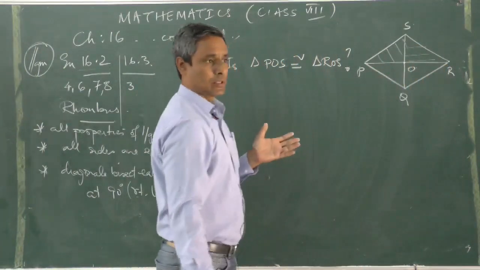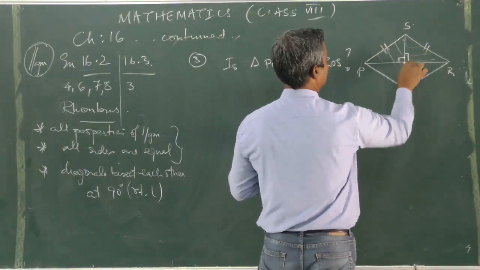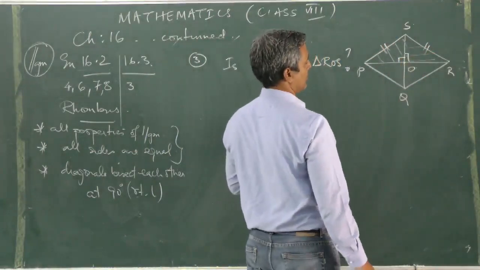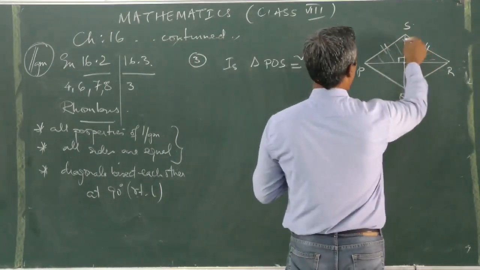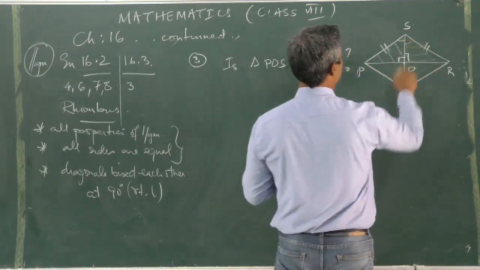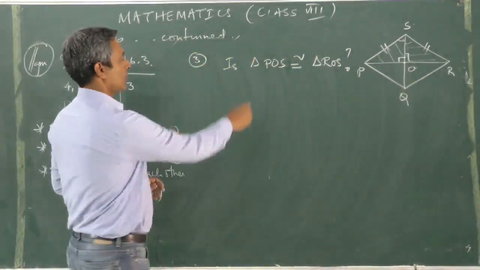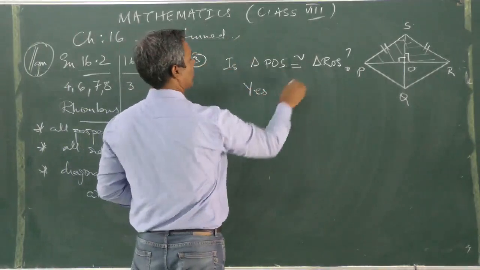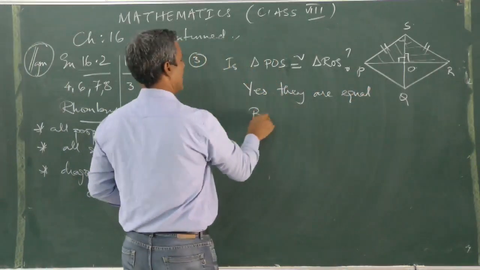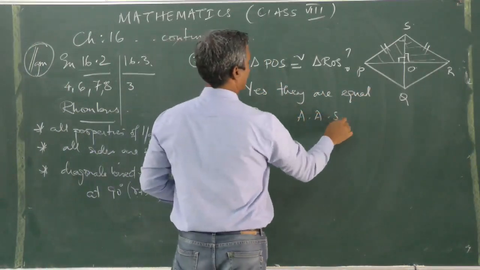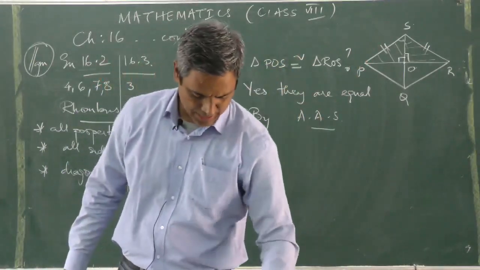So, are these two triangles congruent? We know adjacent sides are equal, diagonals bisect each other at 90 degrees. What else? So, we have two sides equal, and it can follow that these two angles are also equal because diagonals will bisect the angle at the vertex. So, yes, they are equal. Why? By AAS, as I have shown you. That's all. The question is not asking you to prove it. Just make that statement and the reason.